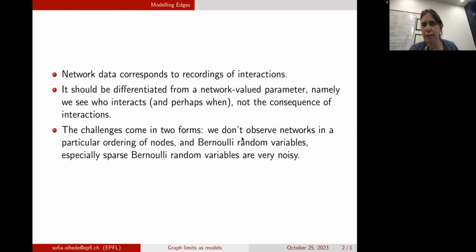And just to make a distinction compared to what people sometimes do otherwise, we don't think we have data with network-valued parameters. If you, for instance, have a graphical model, that corresponds to having a network which specifies, for instance, maybe you record temperatures in many locations and you have a network which specifies which locations are close to each other. This is other data and it's not what I'm going to be dealing with.